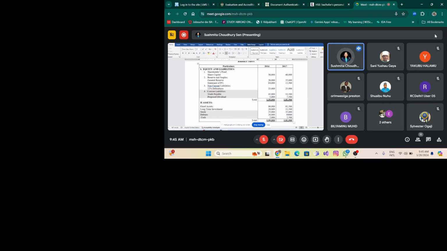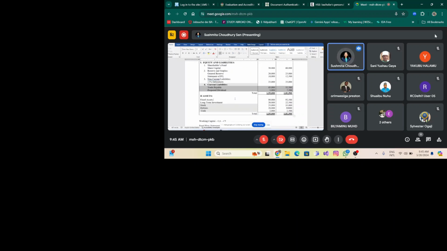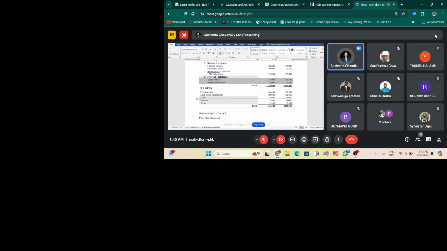So here in the liabilities section, number 4 is the heading for current liabilities. Under current liabilities, we have two items, trade payable and proposed dividend. So these two are the current liabilities we have in this particular question. Now, talking about the current assets, there is no heading, but we can see stock, debtor, and cash. These three are the items which lie under current assets.